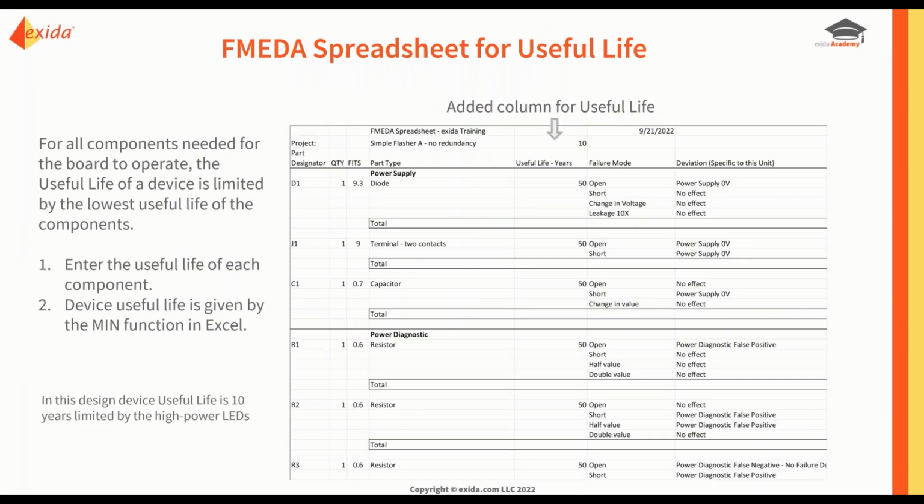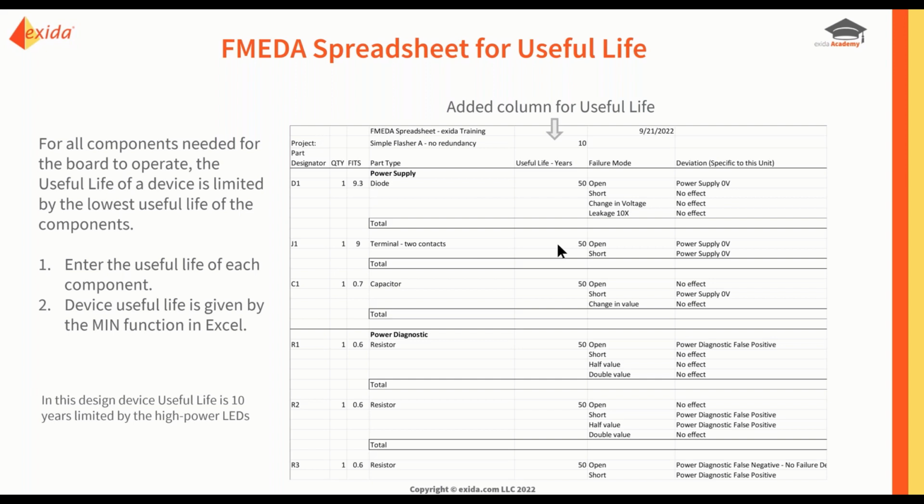How do we do this in a spreadsheet in an FMEDA? Well, the idea is so simple. I hope you forgive me. We add a column in the spreadsheet for useful life. For every component, we enter the useful life, sometimes in cycles for mechanical, sometimes in years, or sometimes both. And you know the rule, minimum wins. So you just use the min function in the spreadsheet and up pops the useful life.